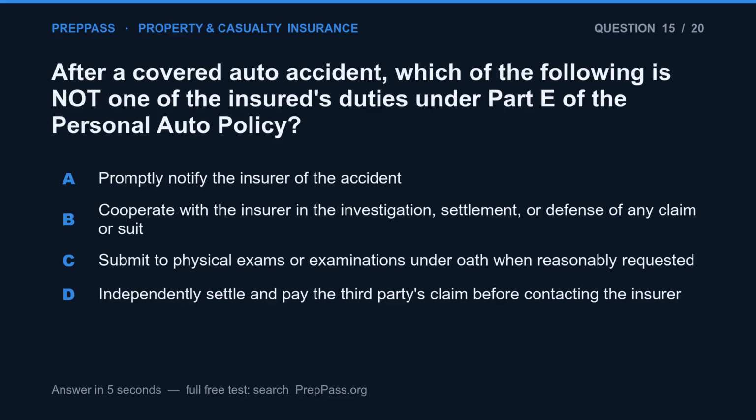Question 15. After a covered auto accident, which of the following is not one of the insured's duties under Part E of the personal auto policy? A. Promptly notify the insurer of the accident. B. Cooperate with the insurer in the investigation, settlement, or defense of any claim or suit. C. Submit to physical exams or examinations under oath when reasonably requested. D. Independently settle and pay the third party's claim before contacting the insurer.